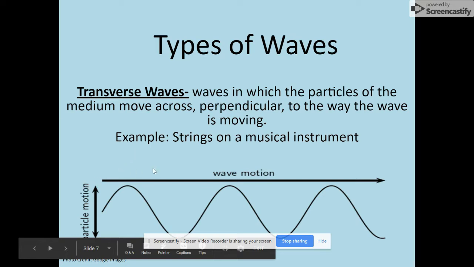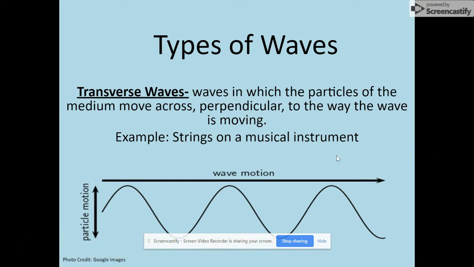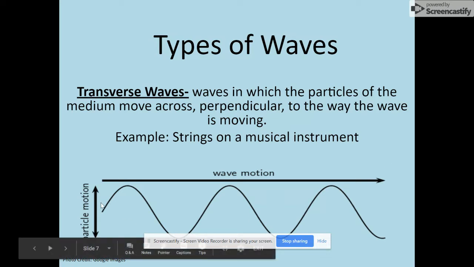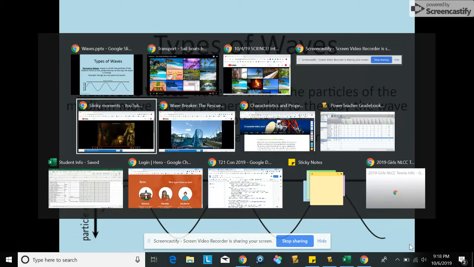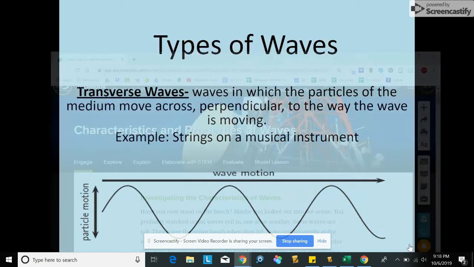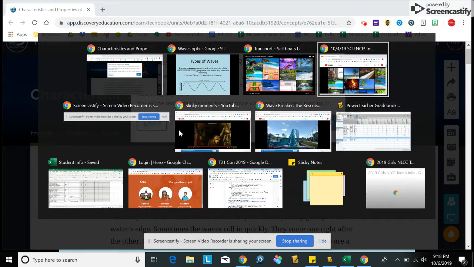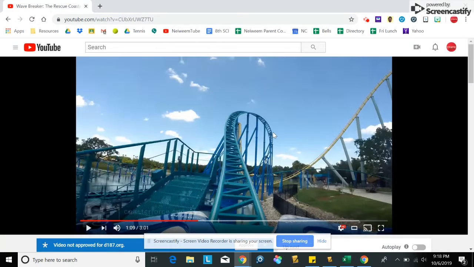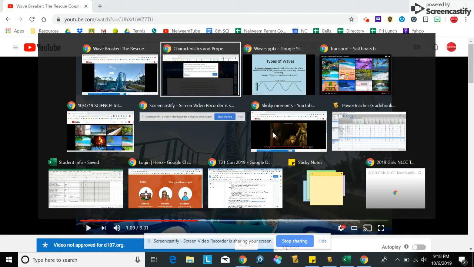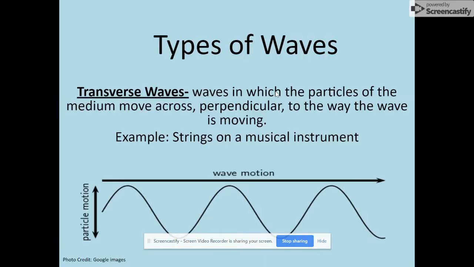The wave is going this direction, left to right across your screen, but the actual wave particles are moving up and down across your screen. So we're going to look at that for this roller coaster point of view. Sorry. Try to get this on the right one. And this is going to be for our transverse waves.